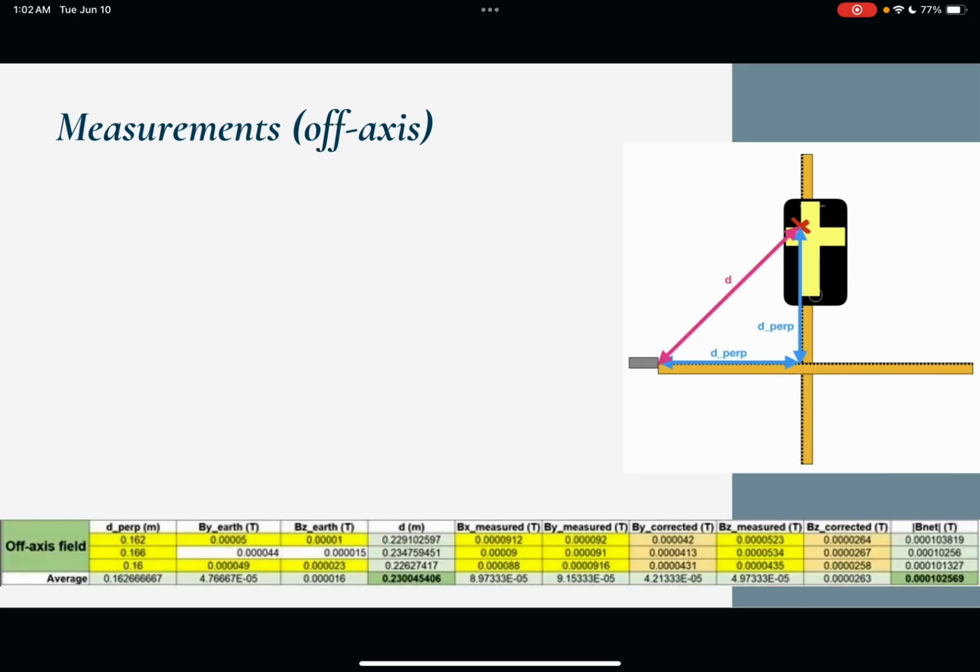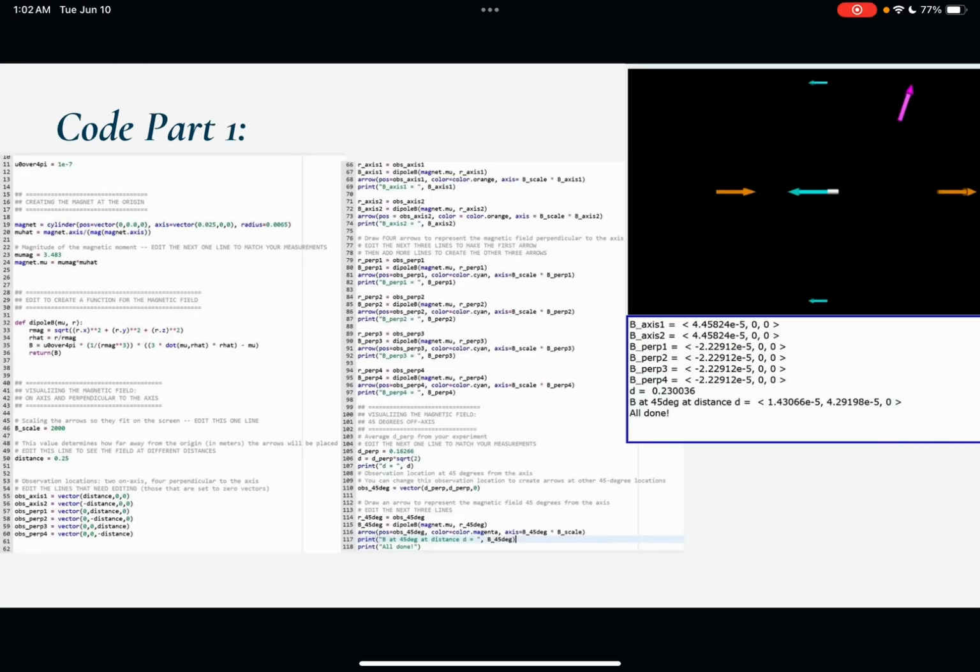For measurements off axis, all these calculations were done through Excel, but basically we used the off-axis or perpendicular axis equation for the dipole from 3 slides previously, and we found the net magnetic field to be roughly 0.0001.